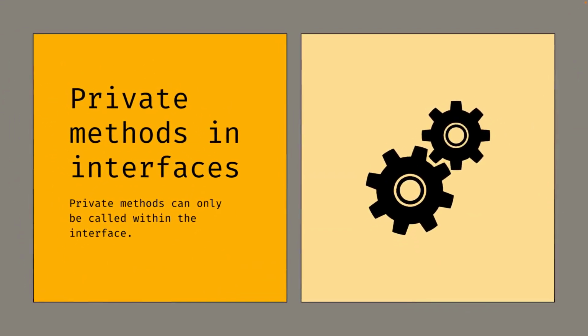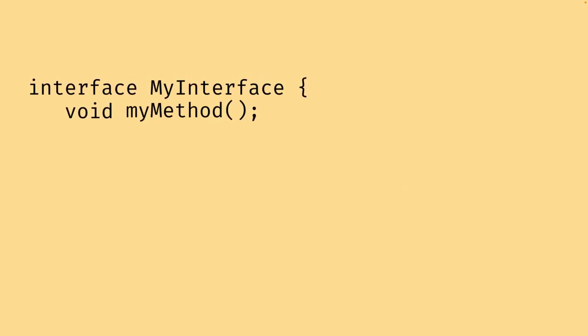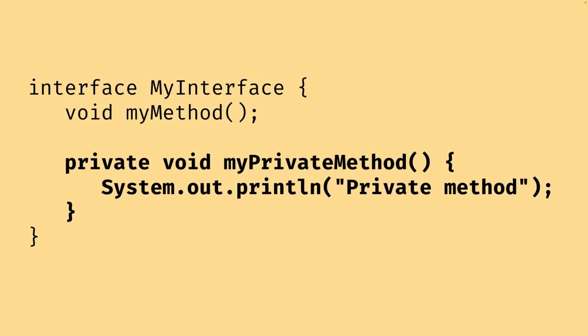Java 9 introduced the concept of private methods in interfaces. Private methods are normally only accessible in the class. It's similar here. Private methods can only be called within the interface. Here's an example of a private method in an interface.